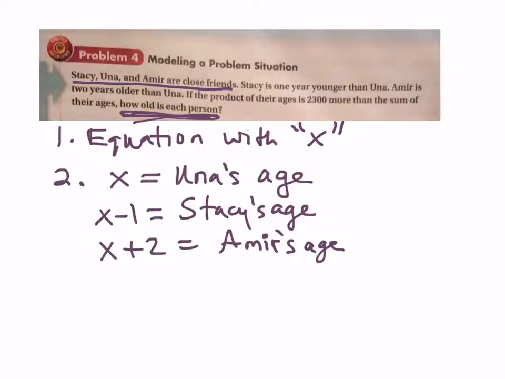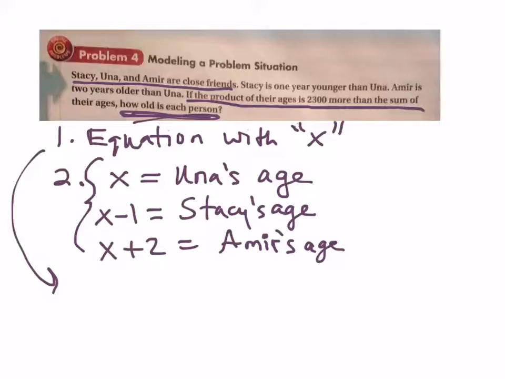Okay, so we have these 3 expressions for their ages, and now we need to go on and write an equation using those. This last sentence tells you how to put everything together. The product of their ages is 2,300 more than the sum of their ages. Just a quick review, the word "is" usually indicates an equal sign. So we're going to start with that and then try to build the two halves of the equation.